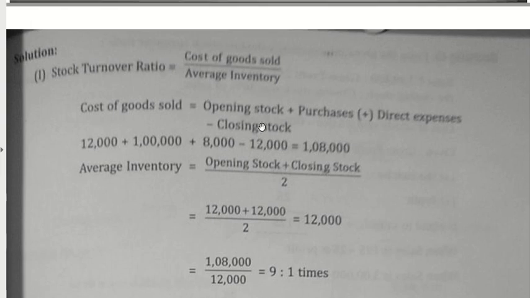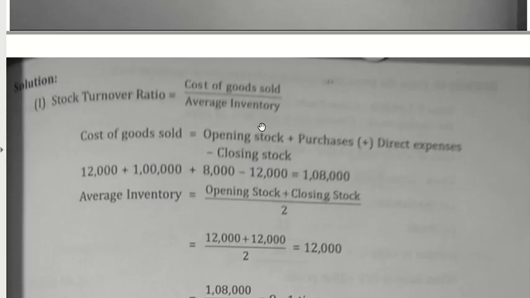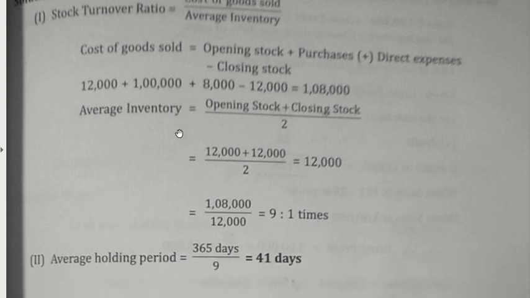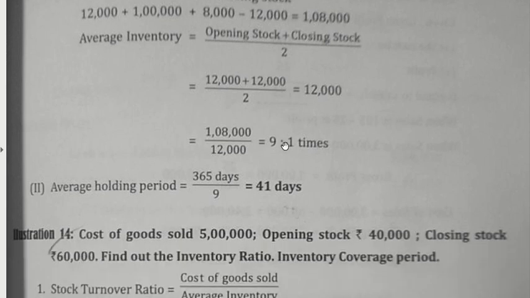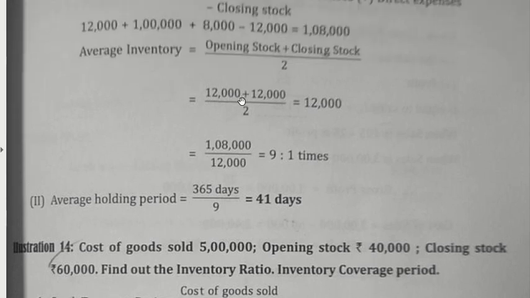In the question, they have given opening, closing, purchases, so you will use this formula. So the formula changes: opening stock plus purchases plus direct expenses minus closing stock. So 12,000 plus 1 lakh plus 8,000 minus 12,000, which is equal to 1 lakh 8,000. So average inventory is how much? Opening stock plus closing stock divided by 2. So 12,000 plus 12,000 divided by 2, which is 12,000. So your total is 1,08,000 divided by 12,000, which is equal to 9 times.